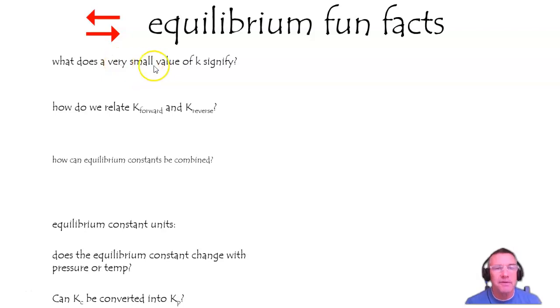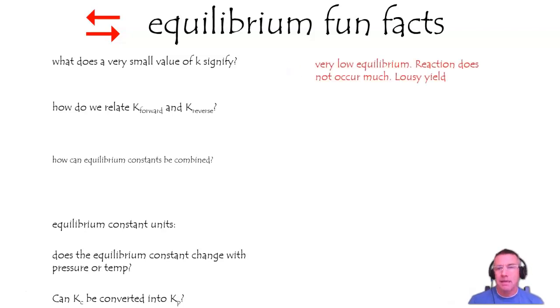What does a very small value of K signify? Well, from the point of view of somebody trying to synthesize something, it's not good. It means you have a very low equilibrium. It means the reaction's not moving forward very much. It means that the point where the rate of the forward reaction is equal to the rate of the reverse reaction is not very far along.